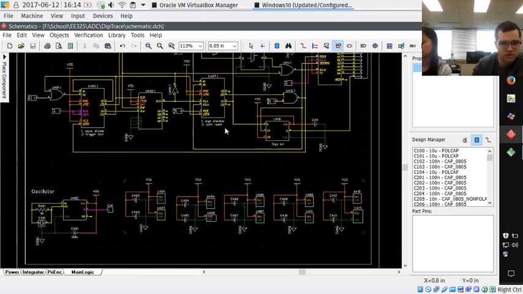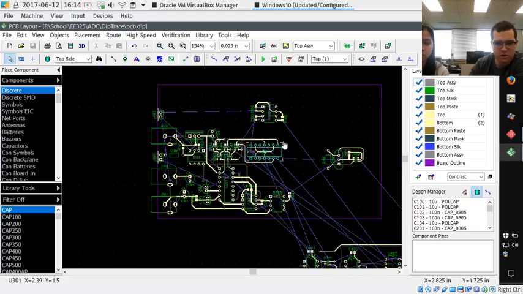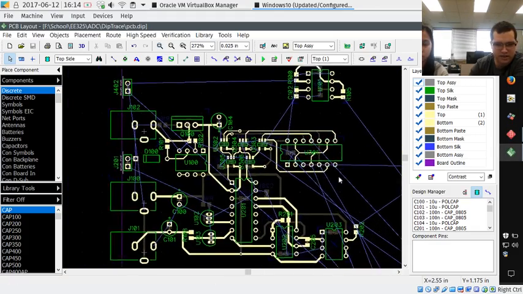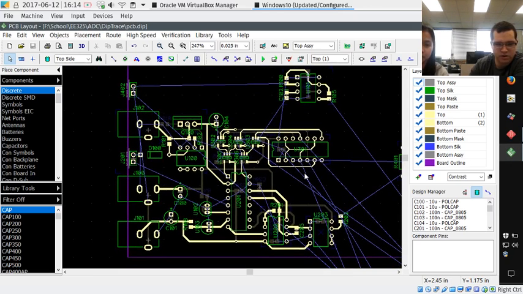So, there's actually another part that we're going to show you. The design is essentially complete. The part that is not complete is the PCB design. So do you want to talk about this some, Ian? How about you talk about this? No. Nope. Okay.